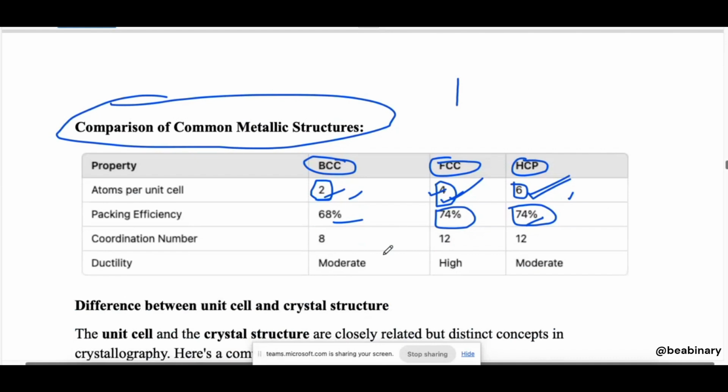Now we talk about the coordination numbers. Then yeah, it's very clear. The coordination number of BCC is 8, and in FCC it is 12. And if we talk about the HCP, it is 12.